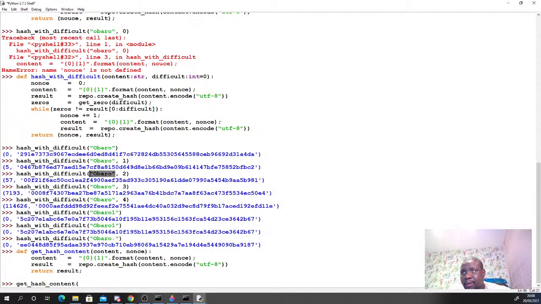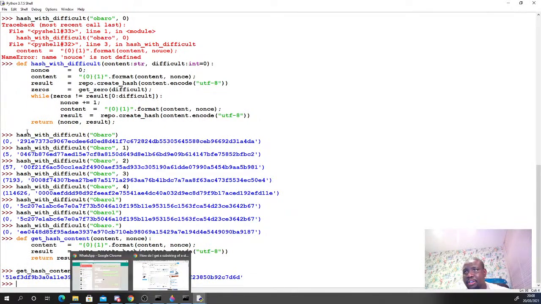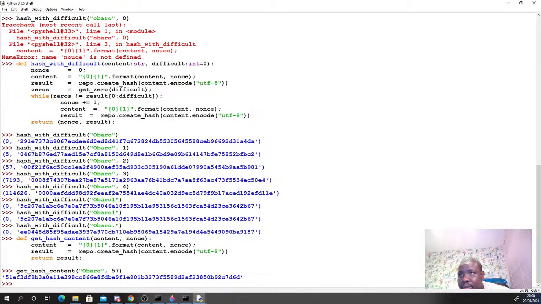I get this Obaro, and I give the hash, the nonce is 57, and I expect it to give me the same hash value. Where is it? 57 Obaro. 57. So it didn't give me the same hash. I gave it 57. Did I do something wrong with my function?